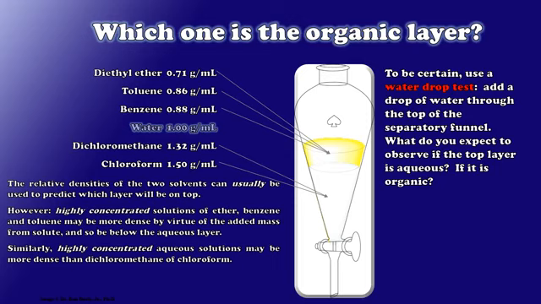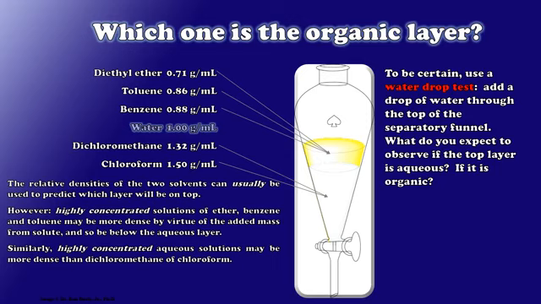Typically, non-halogenated solvents like diethyl ether, toluene, and benzene can be expected to be the top layer in a liquid-liquid extraction because their densities are less than that of water. Halogenated solvents, on the other hand, like dichloromethane and chloroform, have densities that are substantially greater than that of water, and therefore they usually accumulate as the lower layer. But there's a catch there.